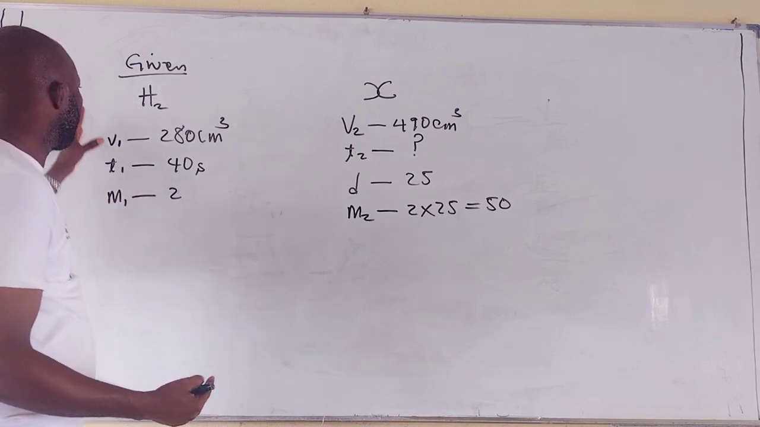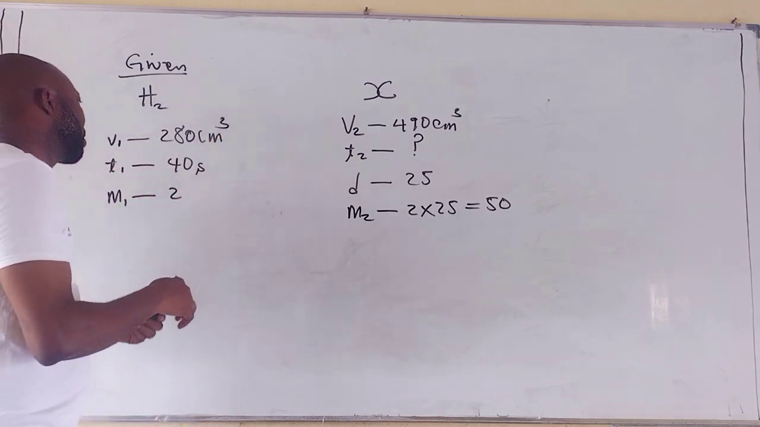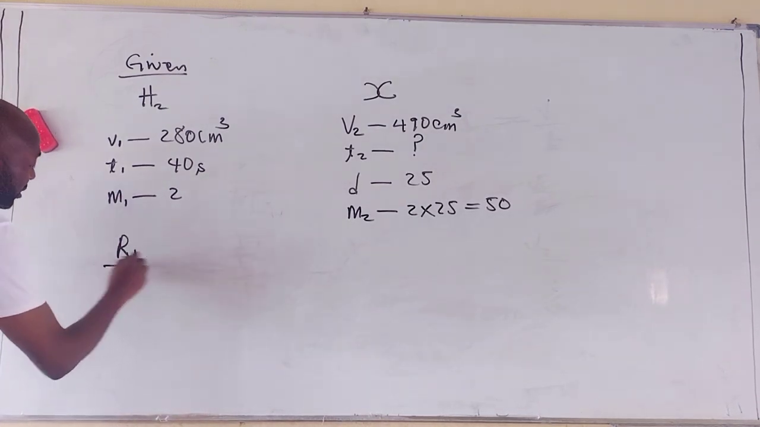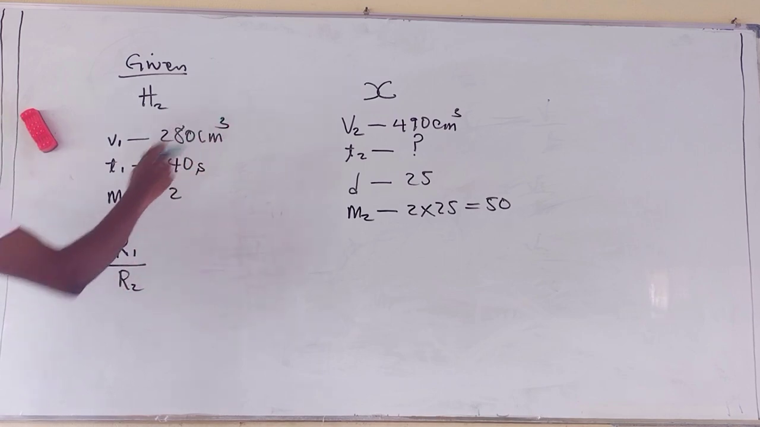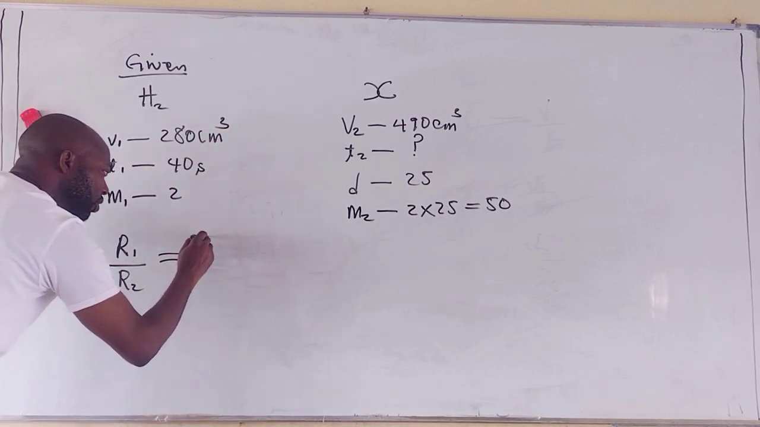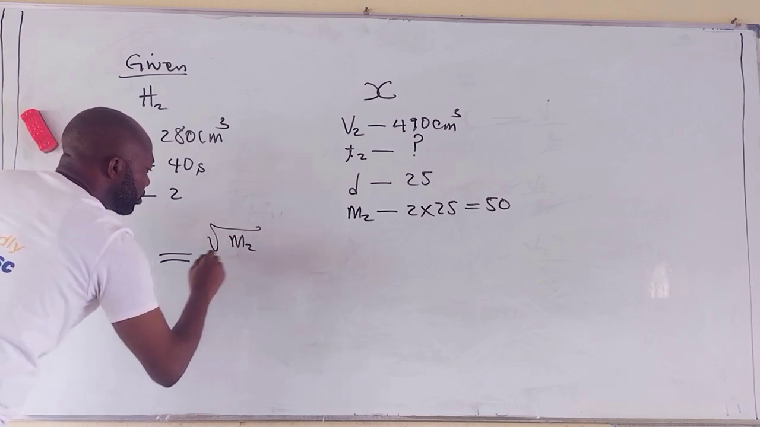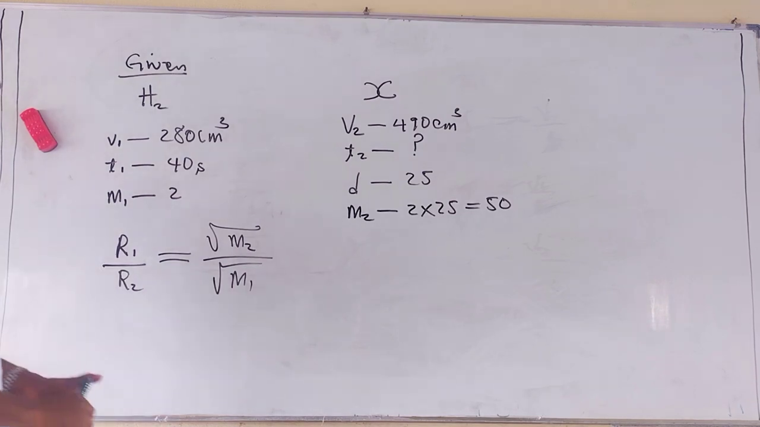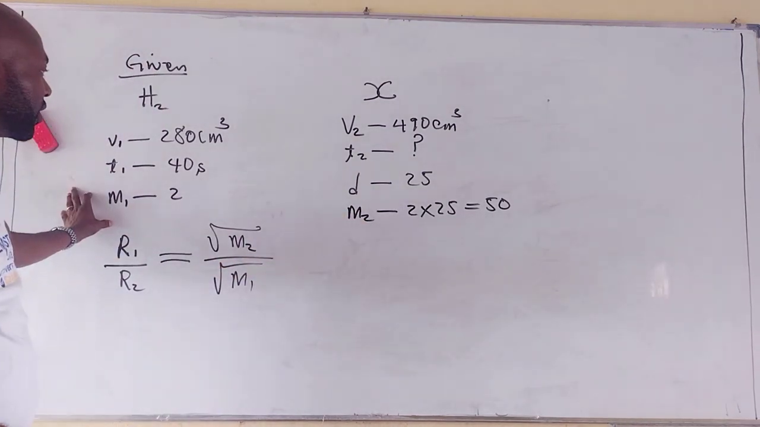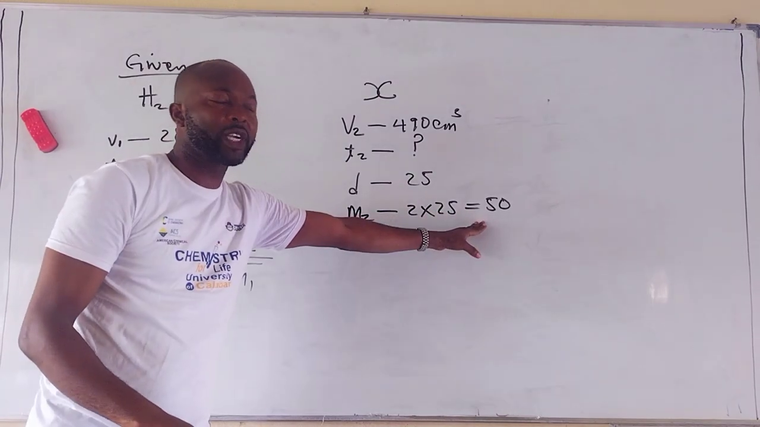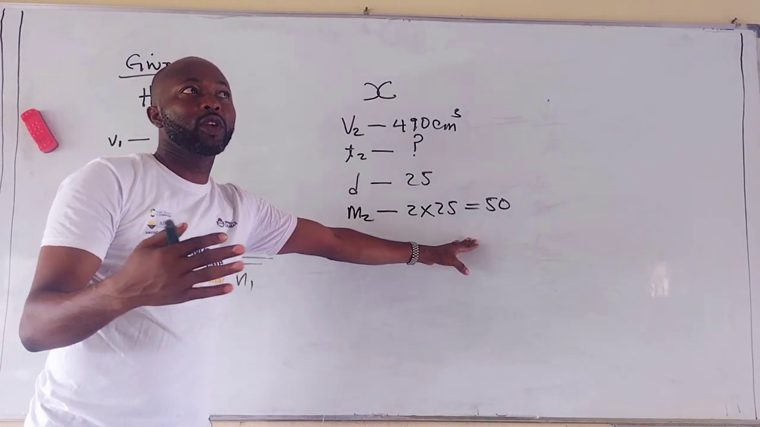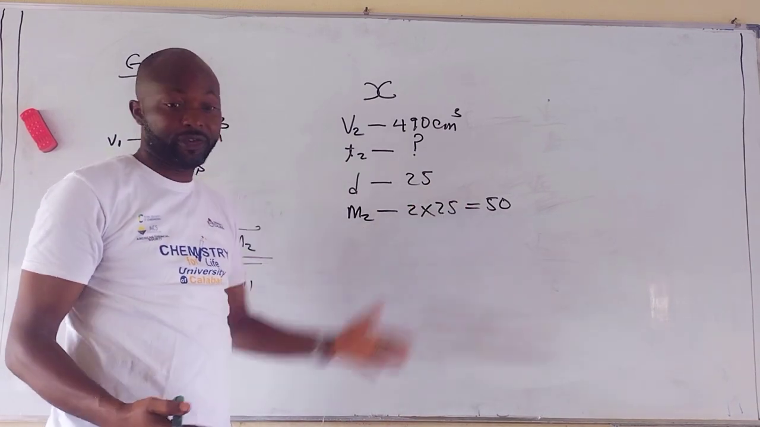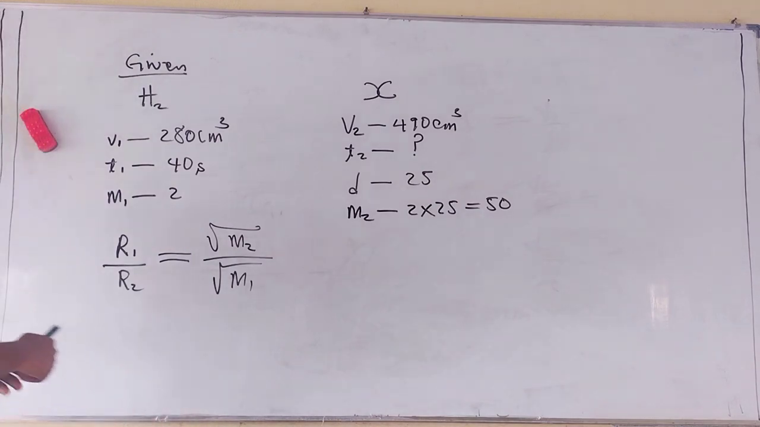Remember, we have various formulas. So now let's see how we're going to resolve this. I say I have my R1 for the first gas, R2 for the unknown, is equals to, I'm going to use this other formula, M2 over M1. Because they're giving the relative molecular mass of this, and I'm able to get this other one because I remember the formula that says relative molecular mass is 2 times its vapor density. Therefore, 2 times the 25 which has been given to me will give me 50. So I move on.